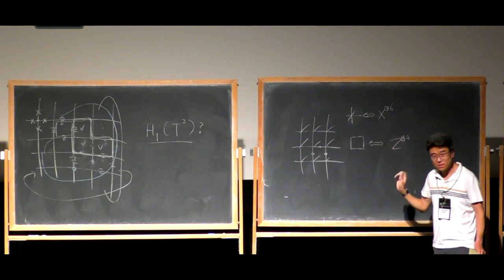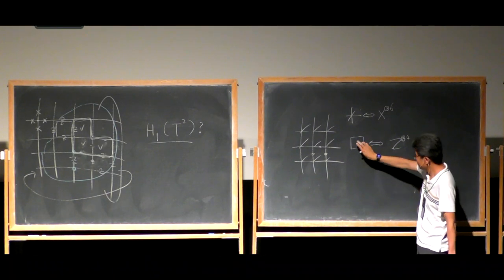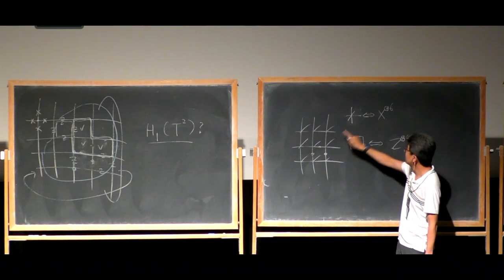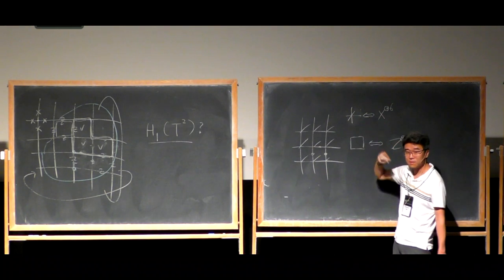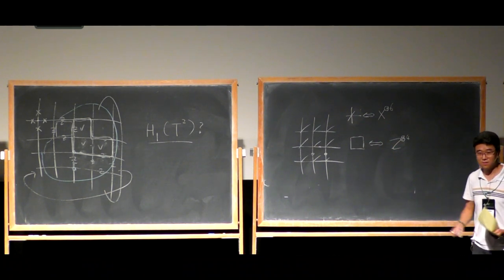Weight 4 stabilizer for each plaquette. So Zs are at the two cells, qubits are at the one cells, and the X stabilizers are at the zero cells. So this prescription generalizes to arbitrary higher dimensions.